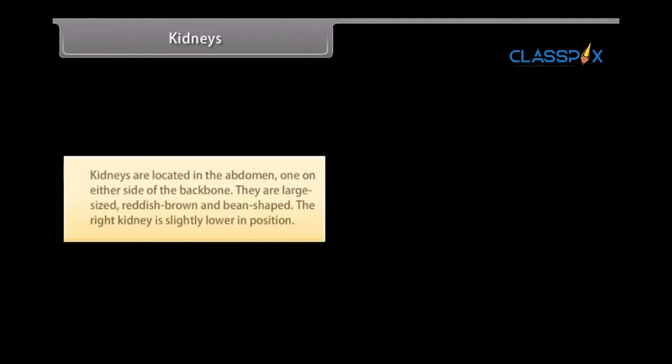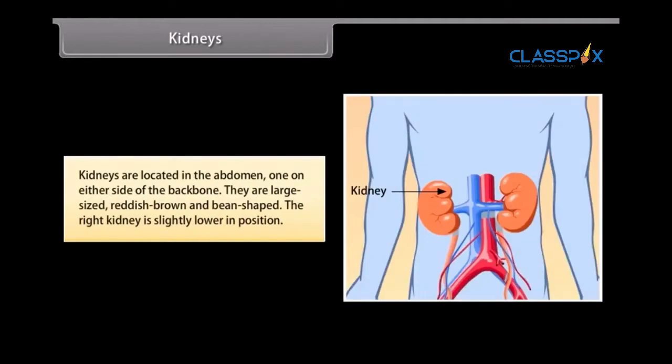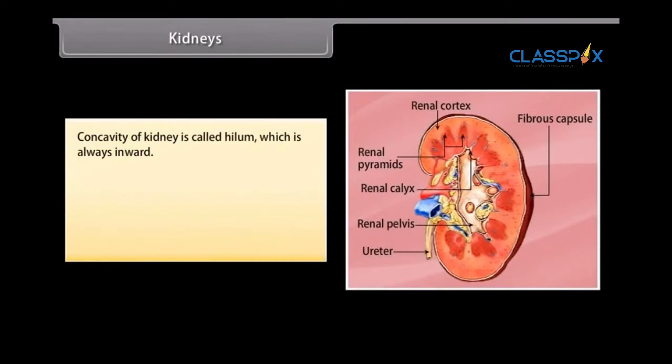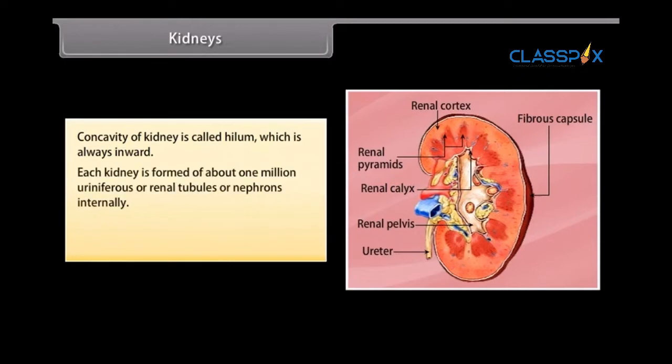Kidneys. Kidneys are located in the abdomen, one on either side of the backbone. They are large-sized, reddish-brown and bean-shaped. The right kidney is slightly lower in position. The concavity of the kidney is called hilum, which is always inward. Each kidney is formed of about 1 million uriniferous or renal tubules or nephrons internally. Kidneys must function properly in order to keep a person in perfect health.